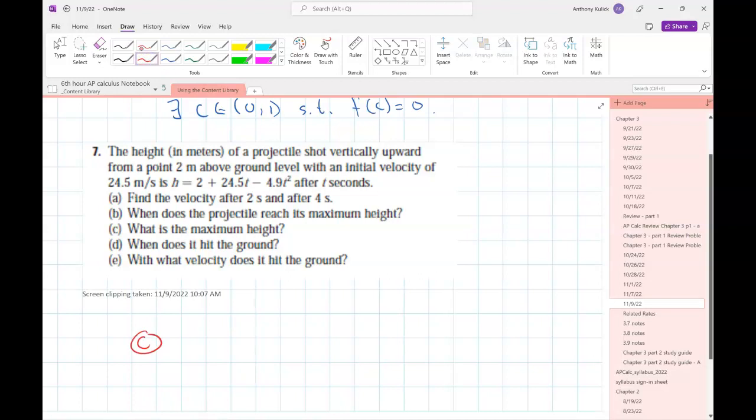So for C, what I'm going to be doing is I'm going to take h prime of t. I'm going to set that equal to 0. Because I know that, if I'm looking at a height function, at the maximum height, we're going to have a place where the slope is 0. Yeah. So I'm just going to be solving that.